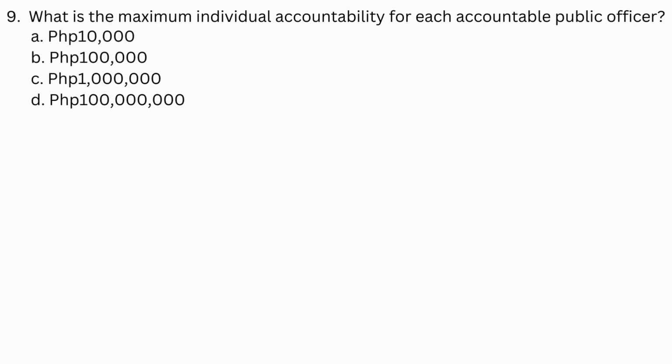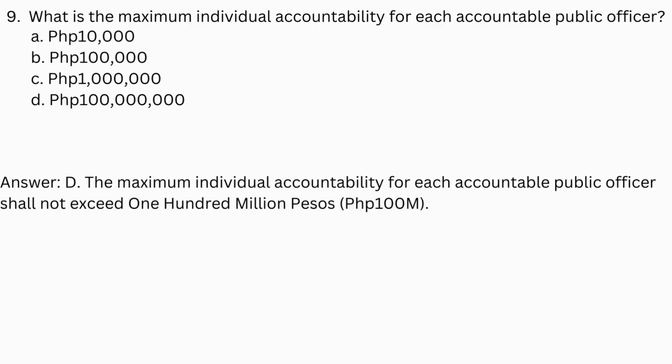Number 9, what is the maximum individual accountability for each accountable public officer? A. 10,000 pesos. B. 100,000 pesos. C. 1 million pesos. D. 100 million pesos. Answer, letter D. The maximum individual accountability for each accountable public officer shall not exceed 100 million pesos.